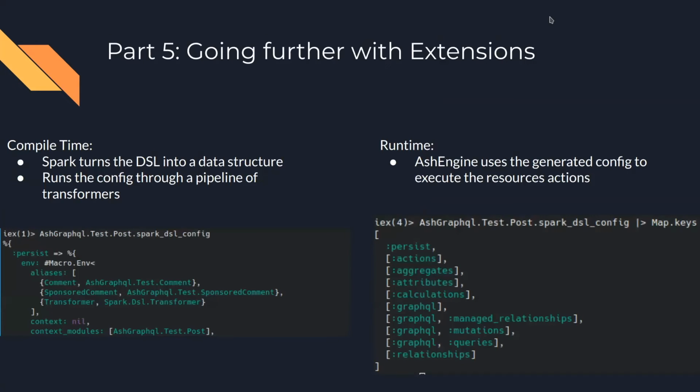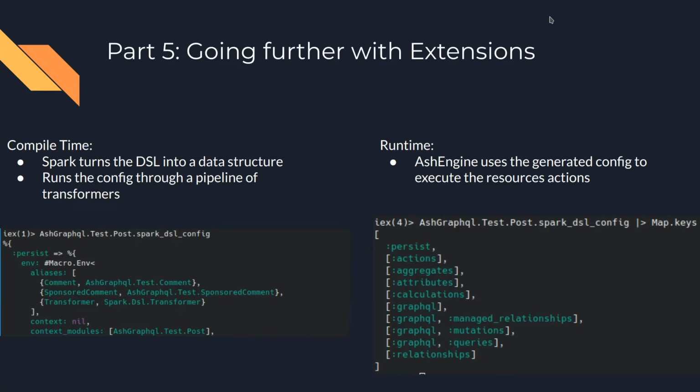And then the next part is going to be extensions. And to understand extensions, it's good to understand the difference between compile time and runtime in Ash. During compile time, there's Spark. This is the underlying library to create the DSLs. And Spark turns the DSL that you see in your resources into a data structure and runs this data structure through a pipeline of transformers.